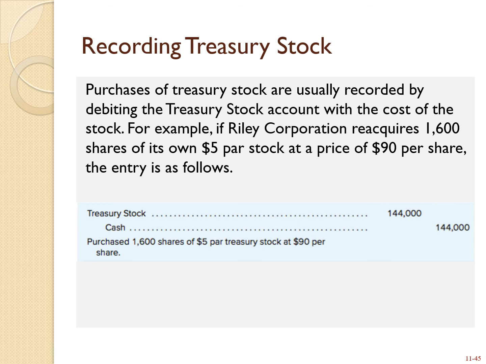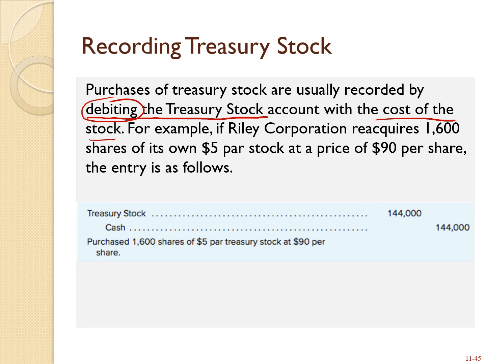The example says, purchases of treasury stock are usually recorded by debiting the treasury stock account. So when you want to increase your treasury stock, and we know that it's a contra equity account, so it behaves in the opposite direction to owner's equity, it increases by debit. And this should be done at the cost of the stock.